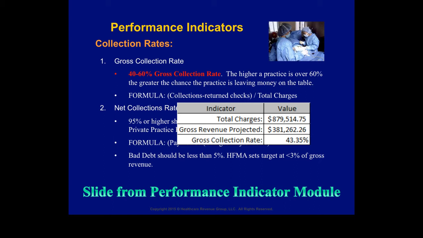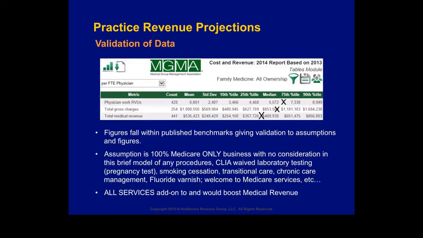My work RVUs, when I compare it to the national work RVUs, give me good numbers as well. So I know that's in a good sense. Then I'm going to come in and look at my physician work RVUs, which are sitting at this X. My gross charges are sitting right here at this X. And my median medical revenue is sitting at this X.